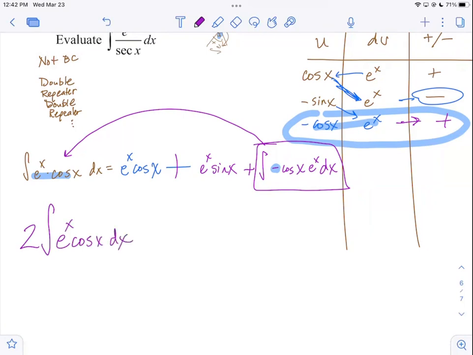Those can be anything. It happens to be those. I have two of those now on the left, and on the right, I have e to the x cosine of x plus e to the x sine of x. And because the integral is gone, guess what I need to do? I need to put my plus c. They really should all have their own plus c, remember? But you're not going to lose points, okay? But with the integral gone, you need the plus c.